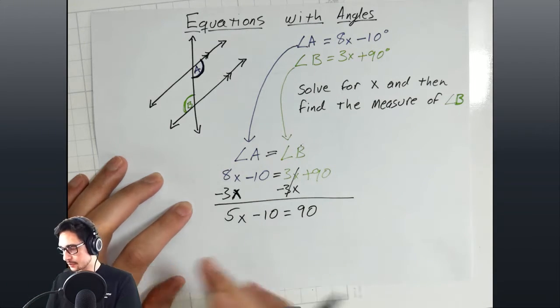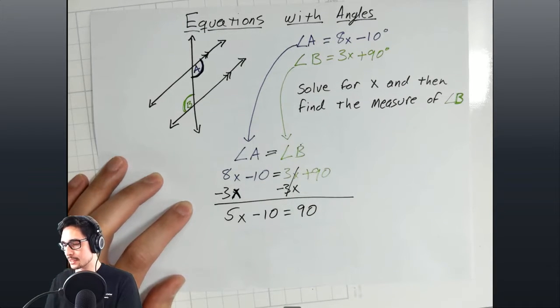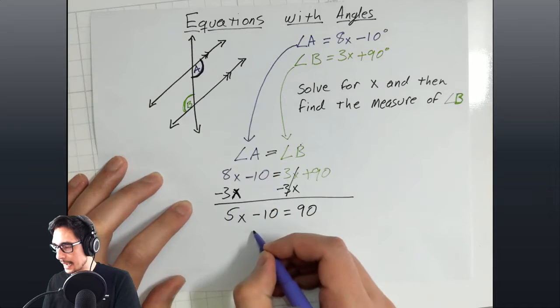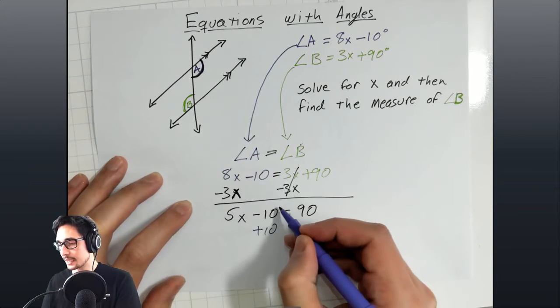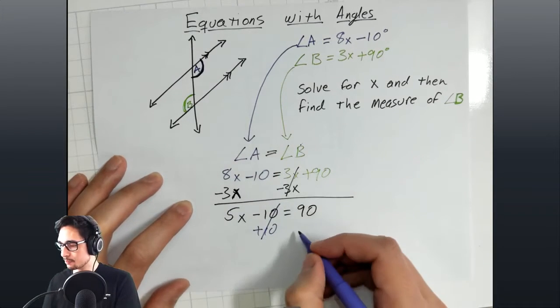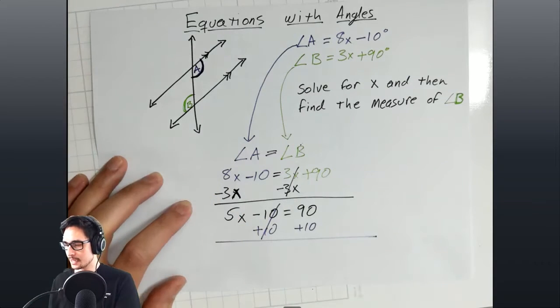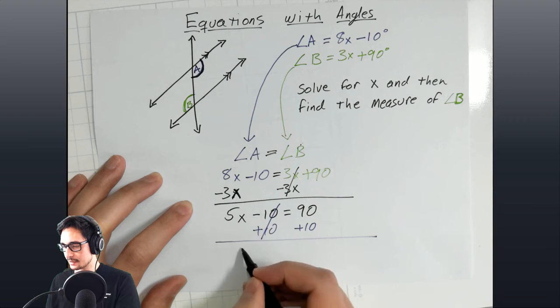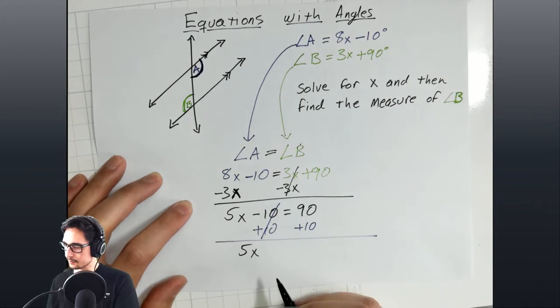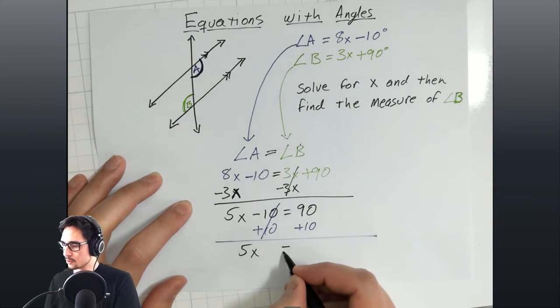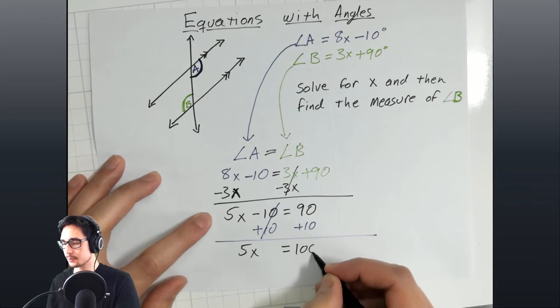But procedurally, what we'll do is I want to get rid of this minus 10. So I'm going to add 10 here because they cancel now. But I have to do that to both sides of the equation. And the only thing left on this left side is 5x equals 100. All right, we are in the home stretch.